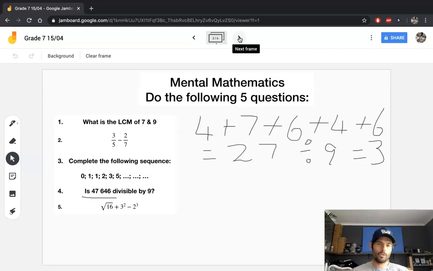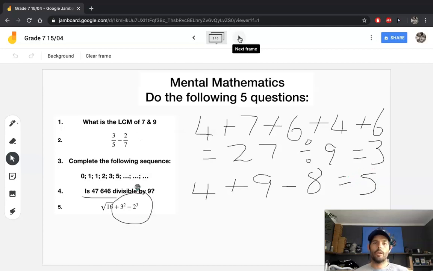Then question 5, the square root of 16 is 4. Add 3 squared, which is 9. Subtract 2 cubed, which is 8. So 13 minus 8 is equal to 5. I'll just let you know the most common error when it comes to squaring and cubing numbers is a lot of you guys go 3 multiplied by 2 is 6 instead of saying 3 multiplied by 3. Or for 2 cubed, you say 2 multiplied by 3 instead of 2 times 2 times 2. Please make sure you understand the difference between multiplying and squaring a number.